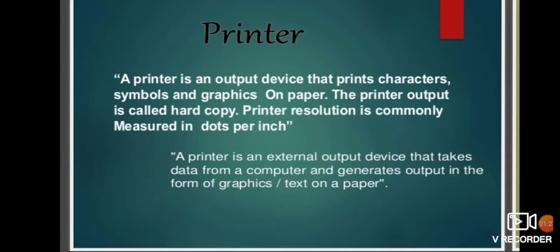A printer is an external output device that takes data from a computer and generates output in the form of graphics and text on paper. I repeat, students, a printer is an external output device that takes data from a computer and generates output in the form of graphics and text on paper. Output on paper is known as hard copy, and this is the function of a printer: to give us a hard copy of a document on paper.